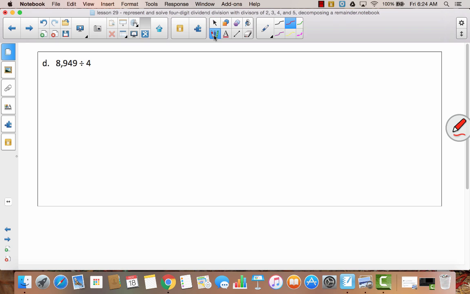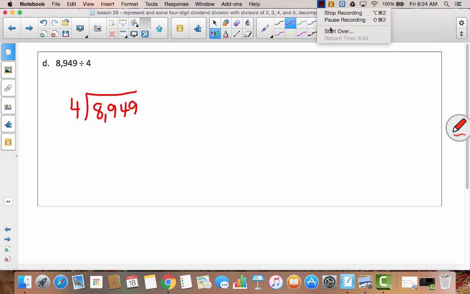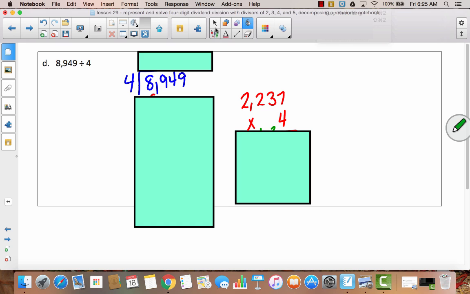So again, I'd like for you to try to do this problem all by yourself. Let's take 8,949 divided by 4, and I want to see if you can't get a little further by yourself every time, till eventually you can do the whole problem by yourself. Okay, so let's take a look at how you did.